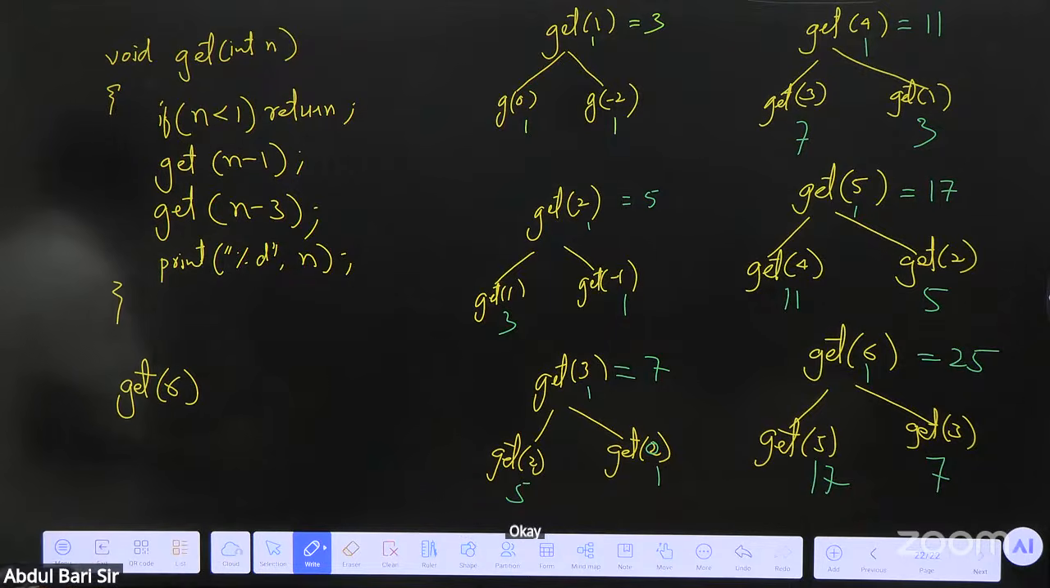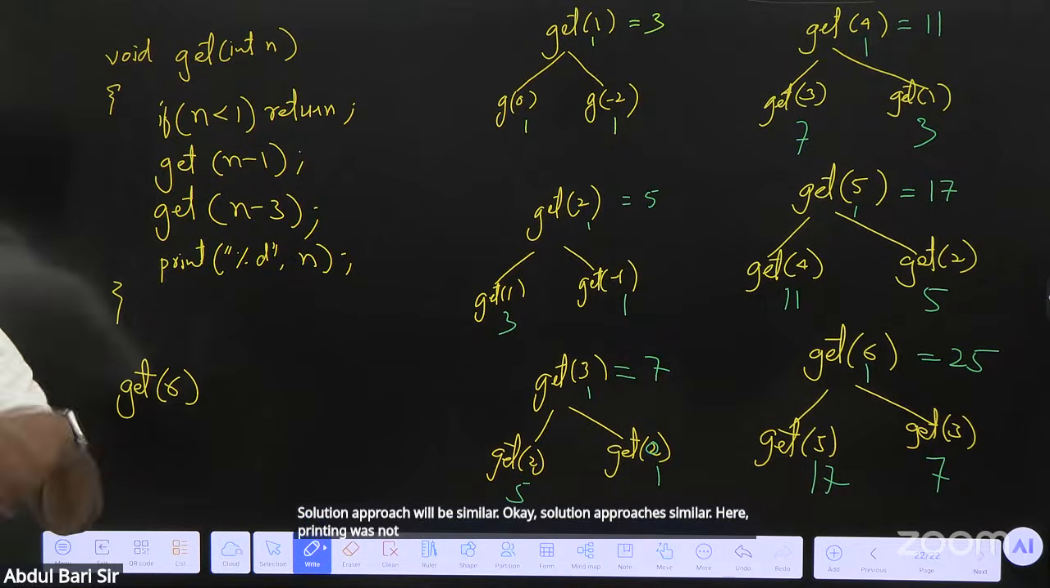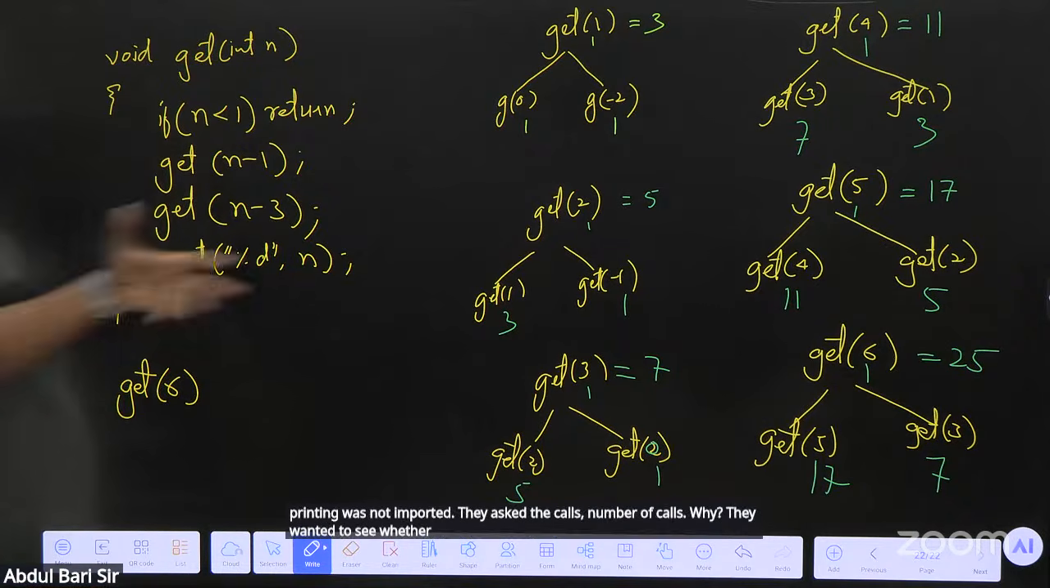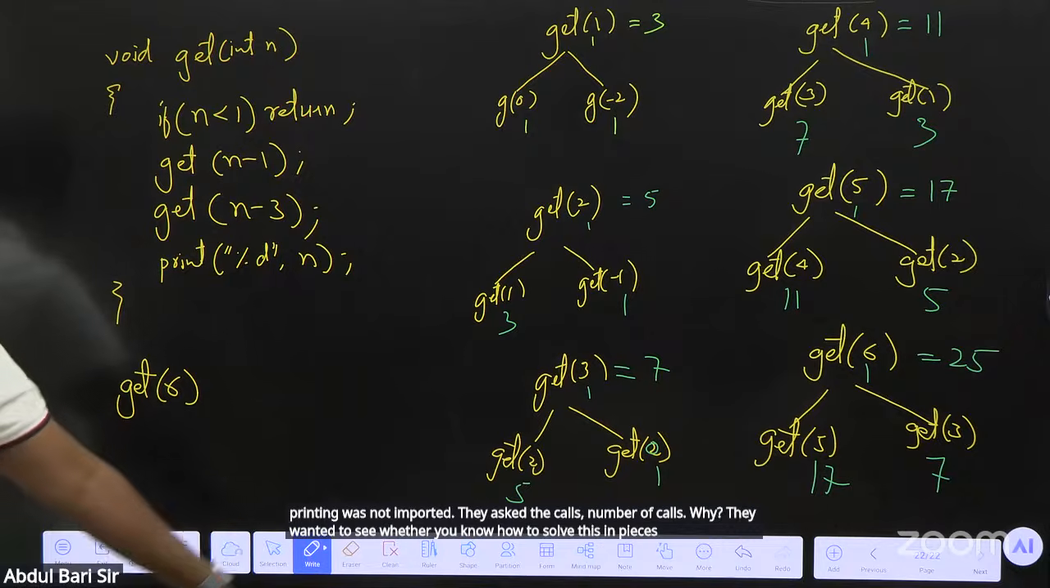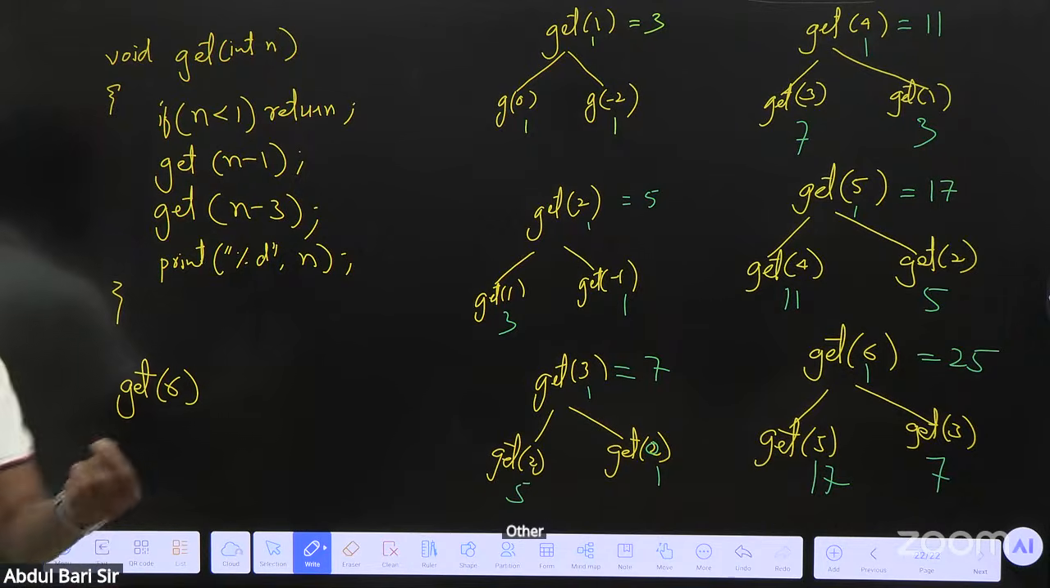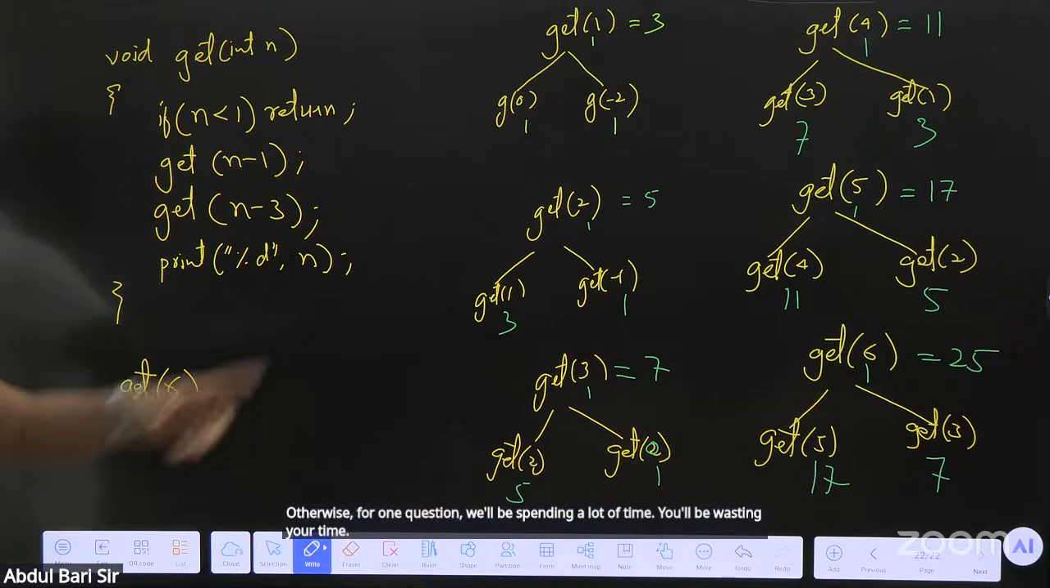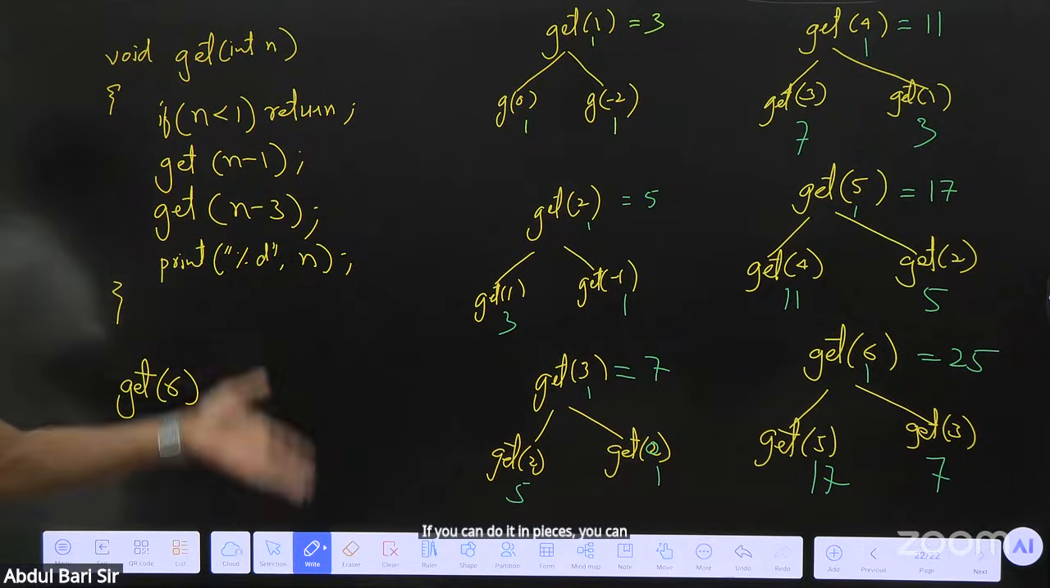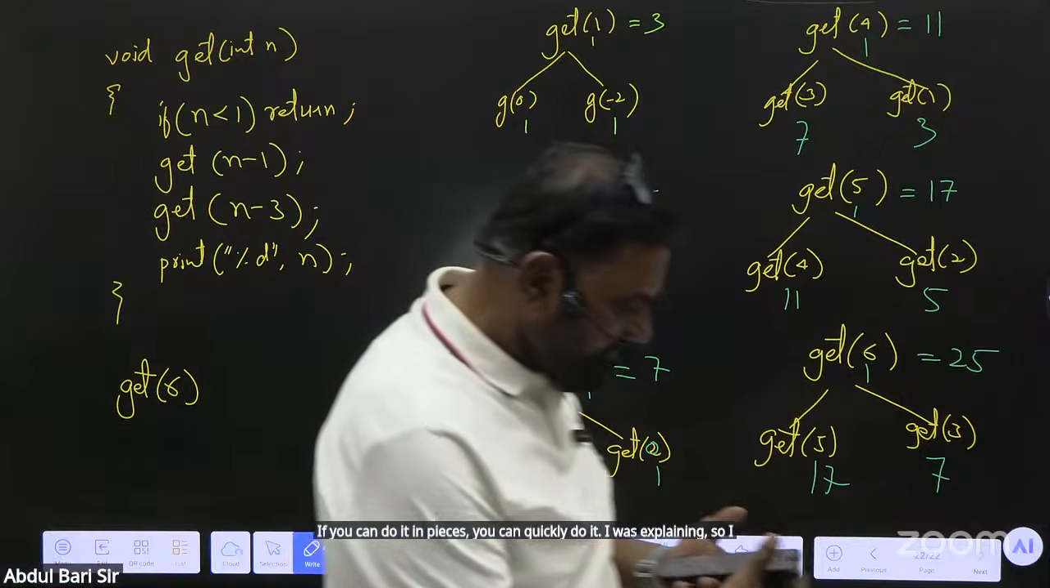Now the next question, solution approach will be similar. Here, printing was not important. They asked the number of calls. Why? They wanted to see whether you know how to solve this in pieces. Otherwise, for one question, you will be spending a lot of time. If you can do it in pieces, you can quickly do it. I was explaining, so I have taken time for it.